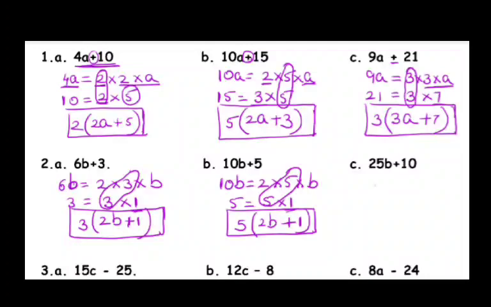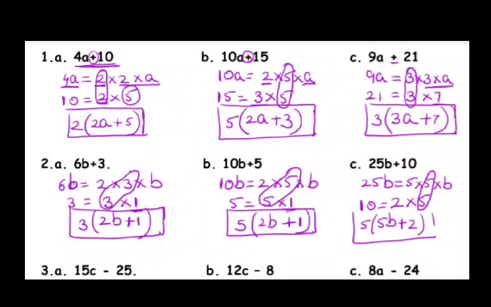Next one. 25b is equal to 5 into 5 into b. 10 is equal to 2 into 5. 5 is common. 5 outside. 5b plus 2. Isn't it very simple, children?